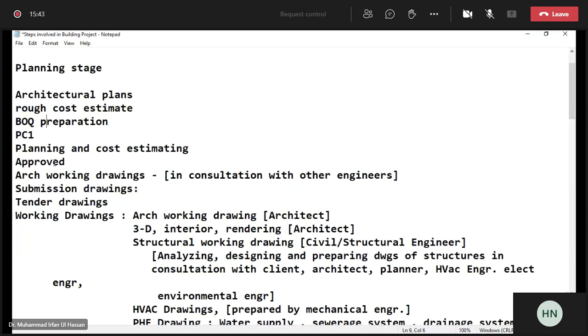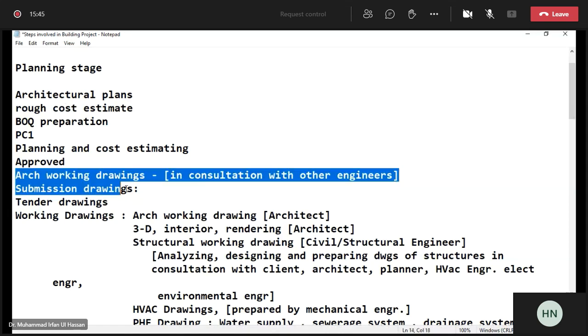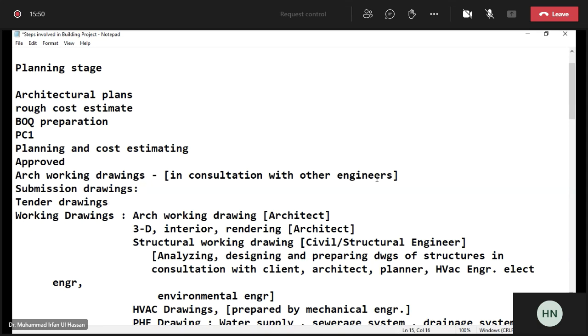When the project is approved, the architect will start working on the working drawings in consultation with other engineers like civil engineers, planners, environmental engineers. They discuss what should be the requirement of the column sizes, what are the requirements for generators, for HVAC systems, and working drawings are prepared. The working drawings are basically detailed drawings, and architectural plans are approximate but working is in detailed drawing.